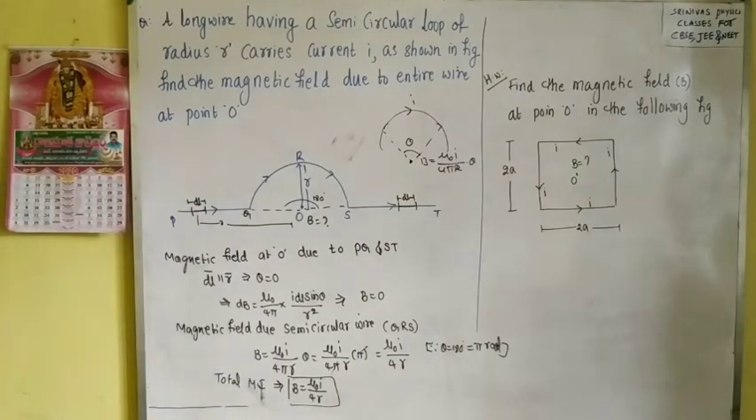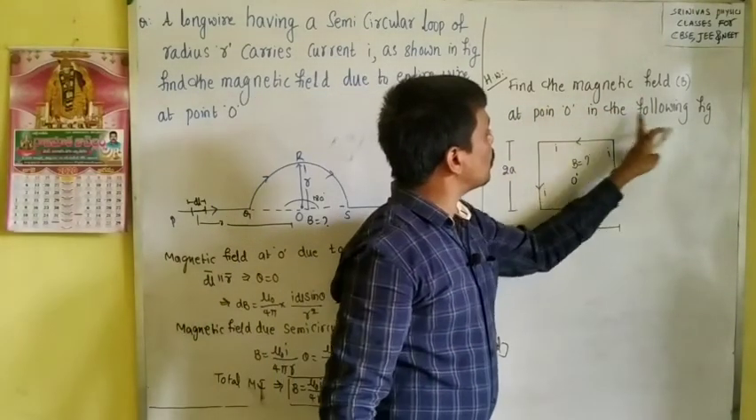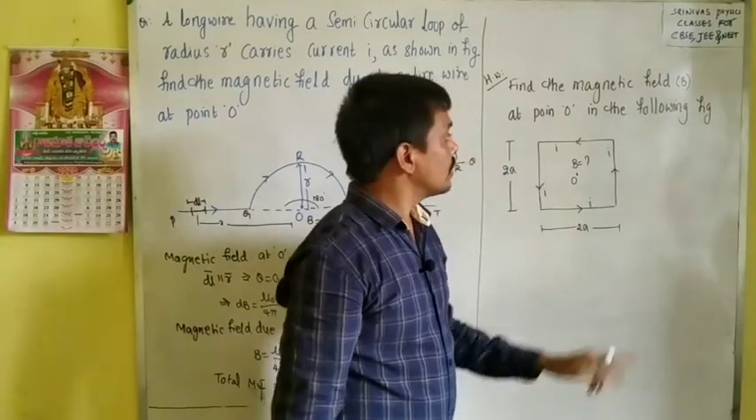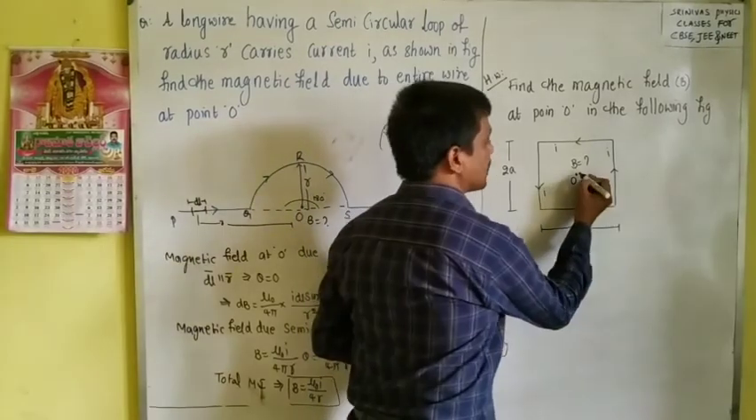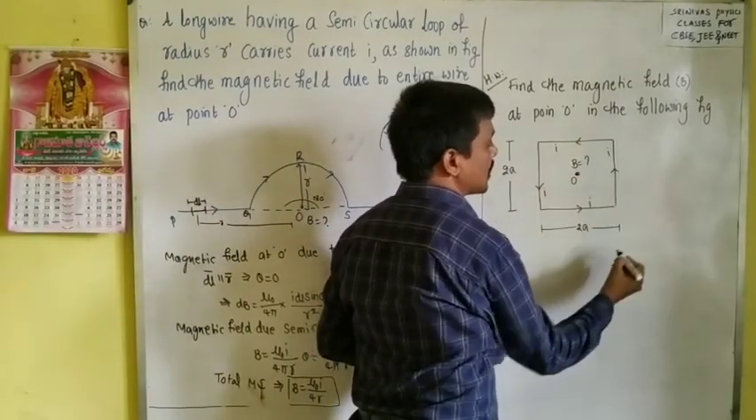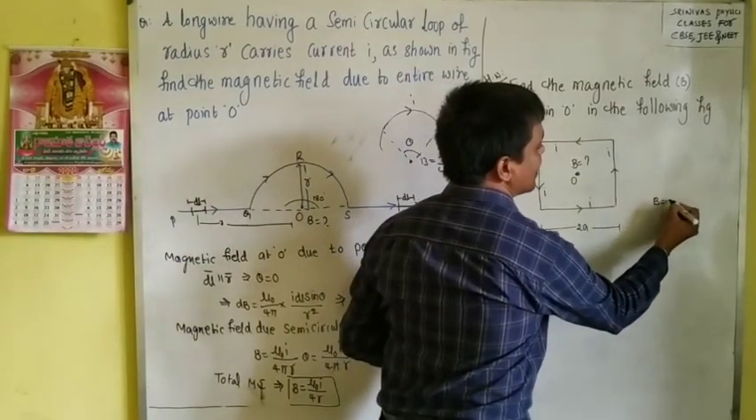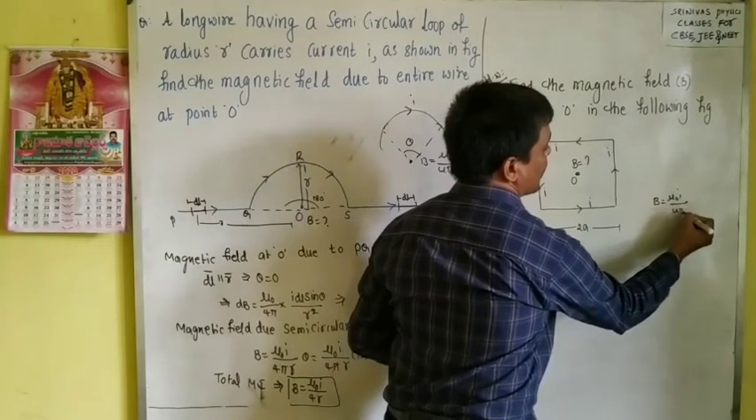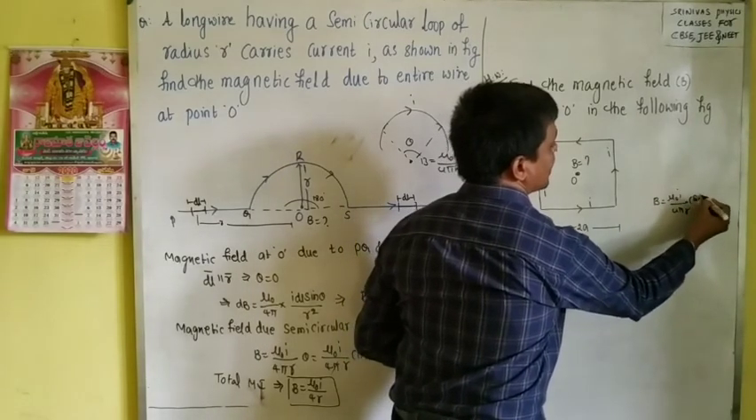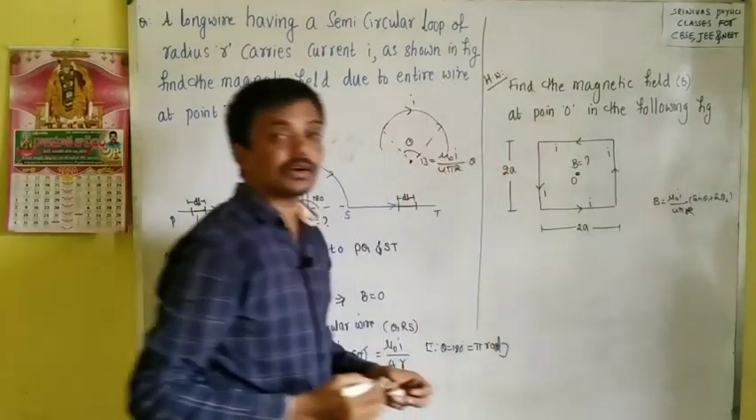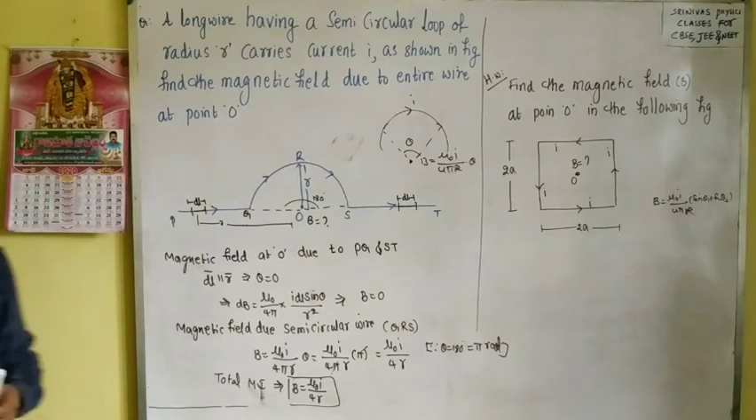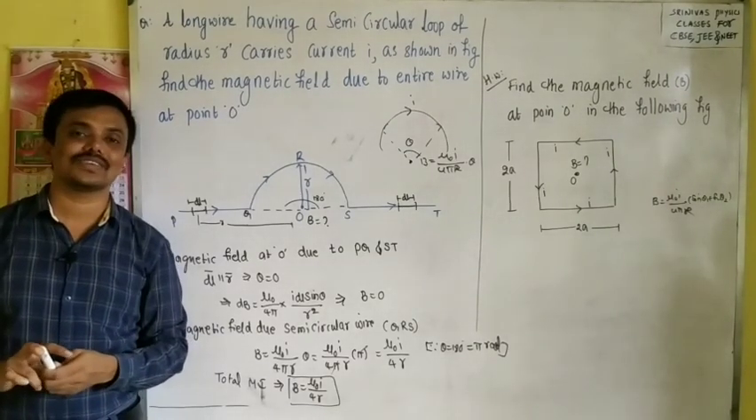And I am giving one homework for you, right? Look here, this is the homework, and find the magnetic field at point O in the following figure. Here we have to find out the magnetic induction. Try for this, and you have to use this formula. Okay, the formula I will also tell. Mu naught I by 4 pi r into sin theta 1 plus sin theta 2. This formula we have to use. Okay, try for it, and if you get the answer, then you can send the solution to me, right?